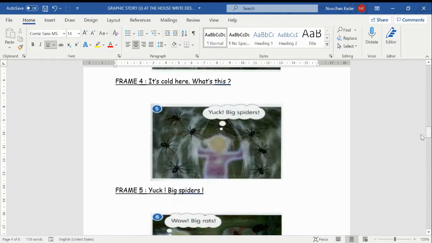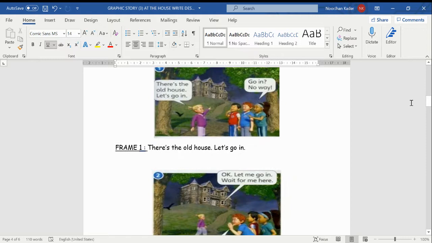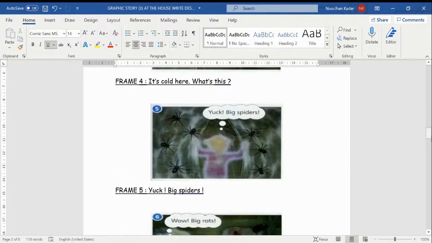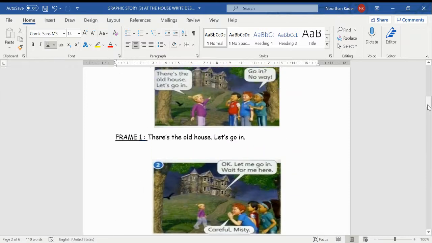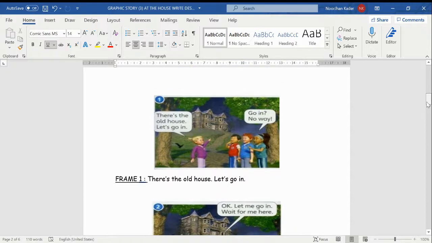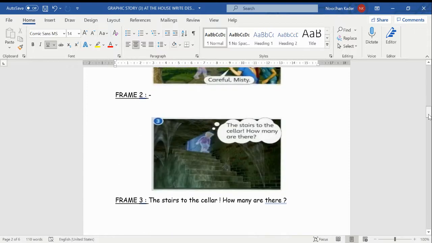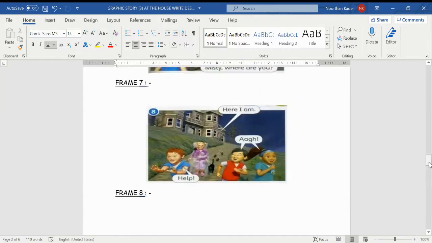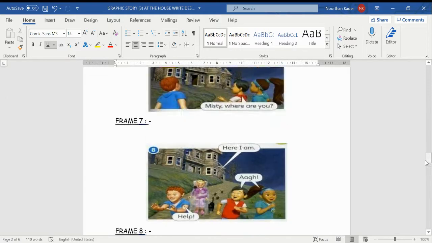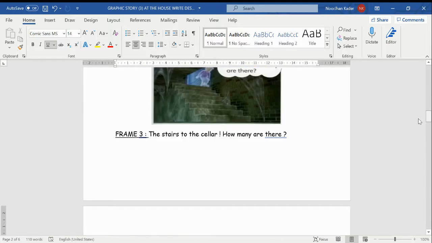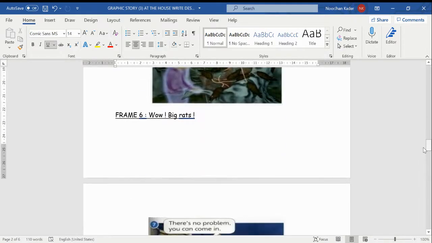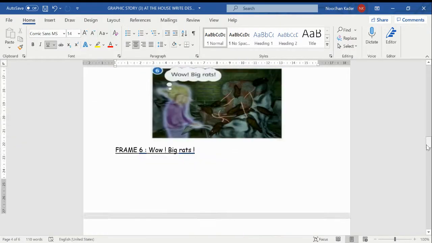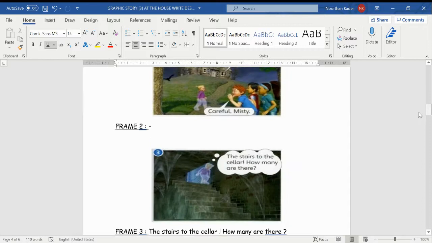Okay, so how many frames do we have with description? Let's see. First frame, third frame, fourth frame, fifth frame, and sixth frame. How many is that? How many frames have a descriptive sentence or description? 1, 2, 3, 4, 5. Okay, 5. So how many descriptive sentences can we find from the frames? There are 5 descriptive sentences or descriptions from the frames.